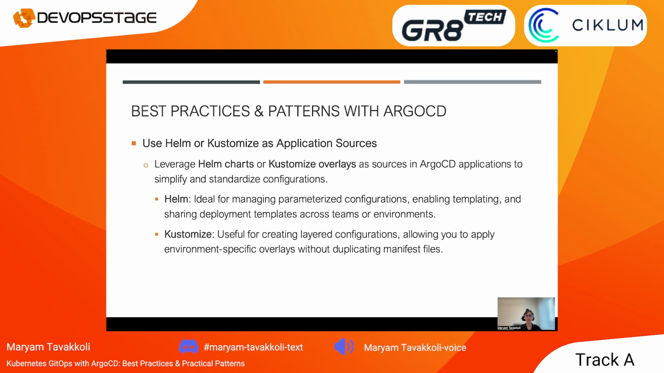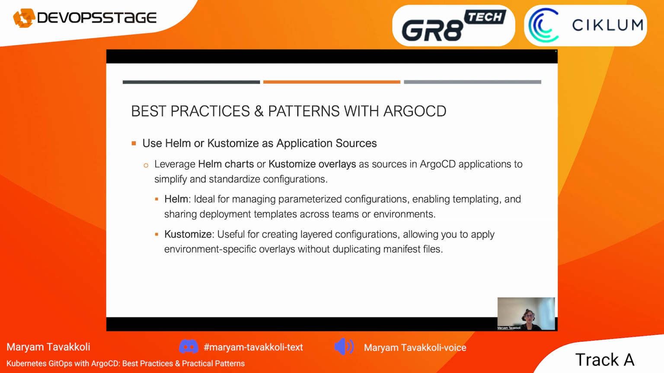In our example, if you remember, we were pointing out to a Git path as the source of application, and it was quite fine because we had just two single and simple YAML manifests. However, in your projects, you might have your application not as a YAML file, but as Kustomize overlays or as Helm charts. And if you have such use cases, you can use Kustomize and Helm as the source in ArgoCD application, and it provides some nice features for you.